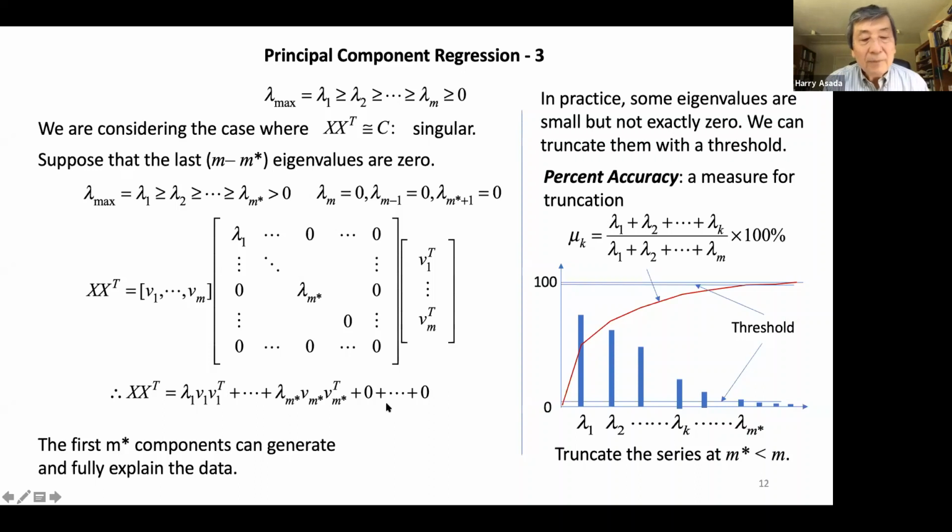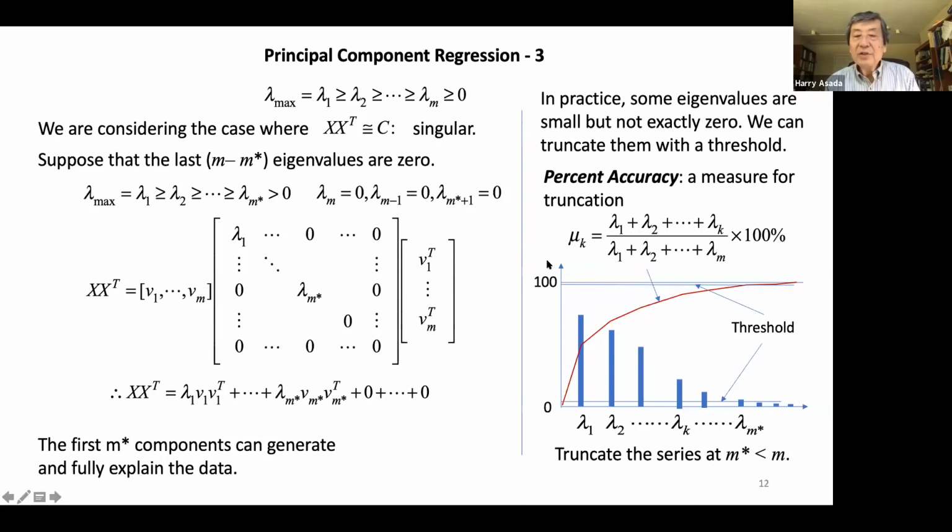This part is 0. That said, if we deal with the high dimensional space and then compute this covariance, we have lots of zeros coming out. And we can truncate it at a certain point, even though this lambda m star is not exactly 0, because in many ways round-off error comes in and it's not exactly 0, but we can ignore that, truncate it, right?